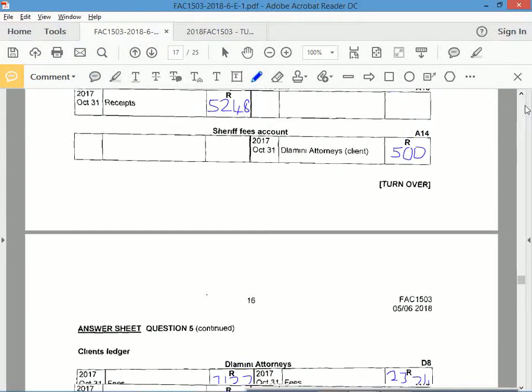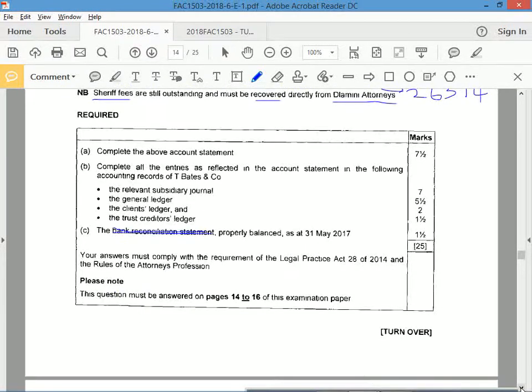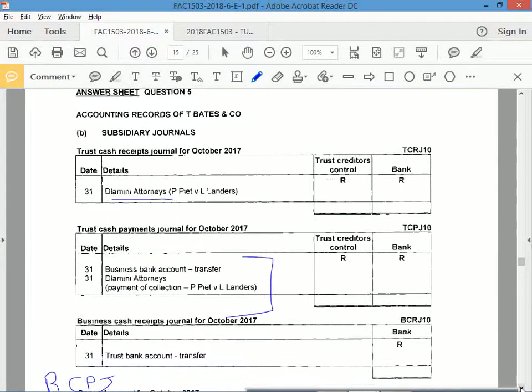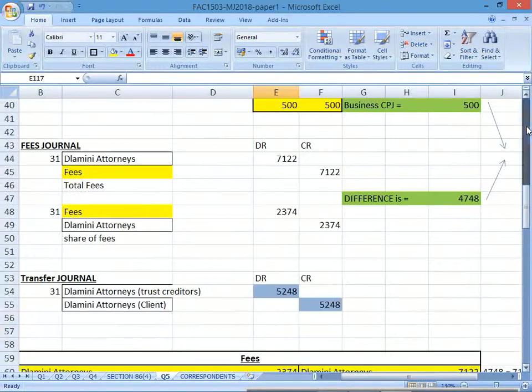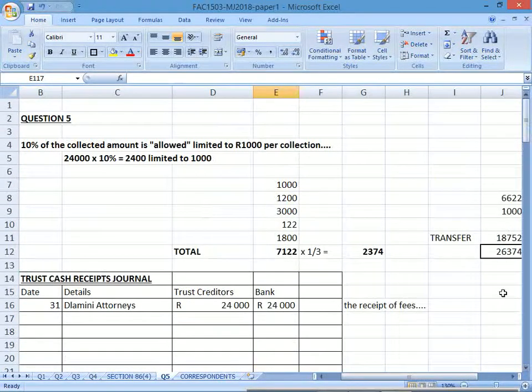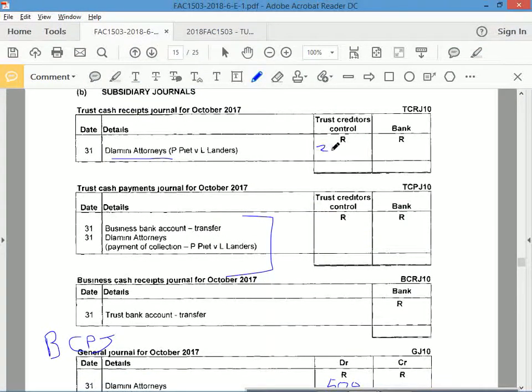Let's just double check. I just want to go up to the top. Okay, so there's the required. Okay, so final answers to check. Here's the Trust Cash Receipts Journal. Let's record this in this: 24,000. Okay, so I'm taking my workings here. I would have put 24,000 there. Okay, I'll save this PDF so then we have the answers on here.